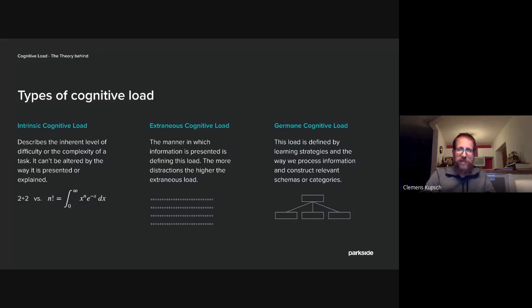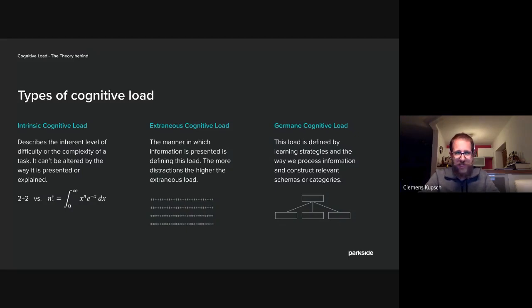The extraneous cognitive load, that's the manner in which information is presented. It's defining this load, and the more distractions, the higher the extraneous load, as it adds unnecessary demands or information or processing time. And the germane cognitive load, this is the load we really want to get into the focus. It's defined by the learning strategies and the way we process information and construct relevant schemas or categories.